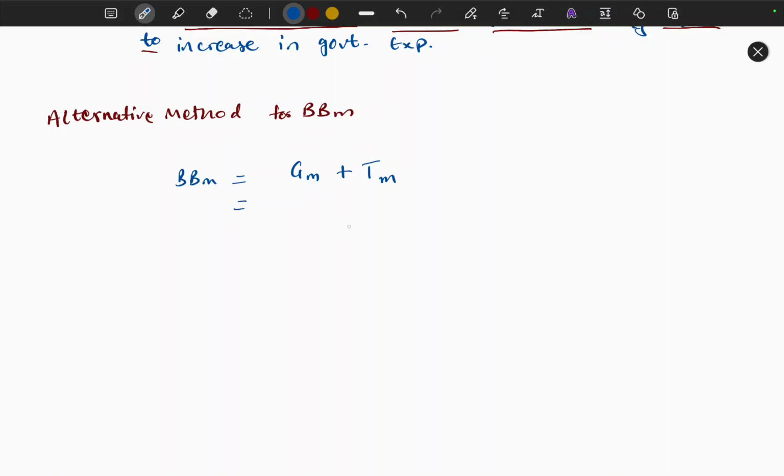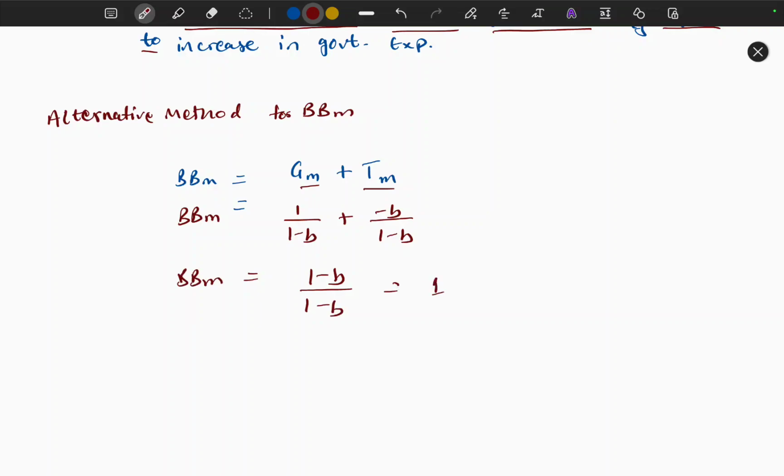So I'm just going to substitute the values of the government expenditure multiplier and the tax multiplier. This is going to be equal to 1 over 1 minus b plus minus b over 1 minus b. If you simplify this equation, you get 1 minus b over 1 minus b, and this is just going to be equal to 1.